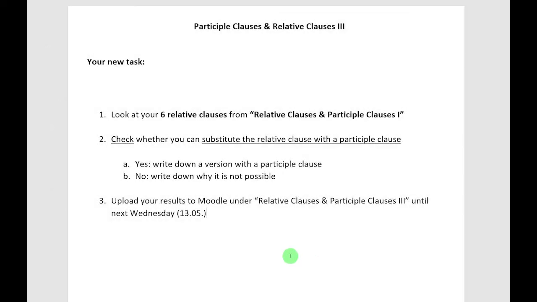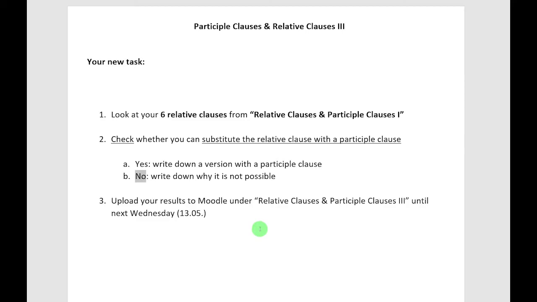Your new task until next week, next Wednesday, is to look at your 6 relative clauses from Relative Clauses and Participle Clauses 1, way back when. Okay? And I want you to look at your 6 sentences that you wrote down and check whether you can substitute the relative clause with a participle clause. And if it's possible, I want you to write down a version with a participle clause, of course, and if it isn't possible, I want you to write down why.